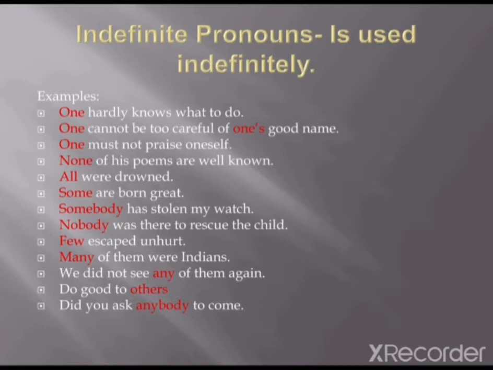One cannot be too careful of one's good name. So one and one's are indefinite pronouns in this line. One must not praise oneself. One and oneself, both are indefinite pronouns. None of his poems are well known. All were drowned. Some are born great. Somebody has stolen my watch. Nobody was there to rescue the child. Few escaped unhurt. Many of them were Indians. We did not see any of them again.